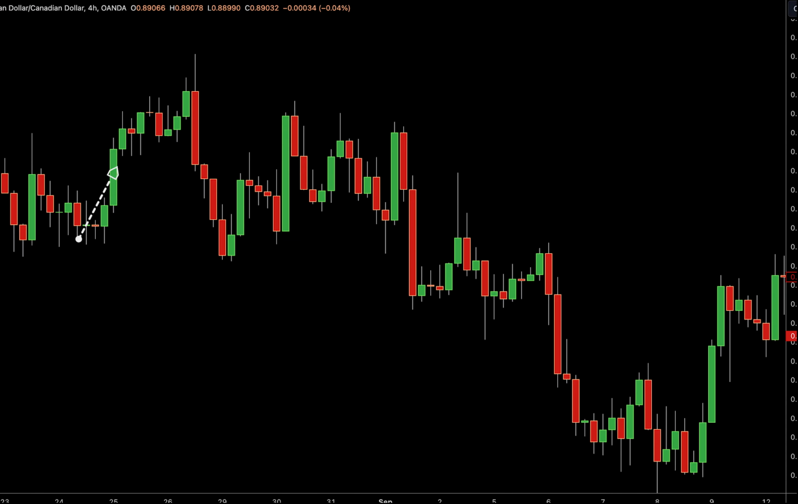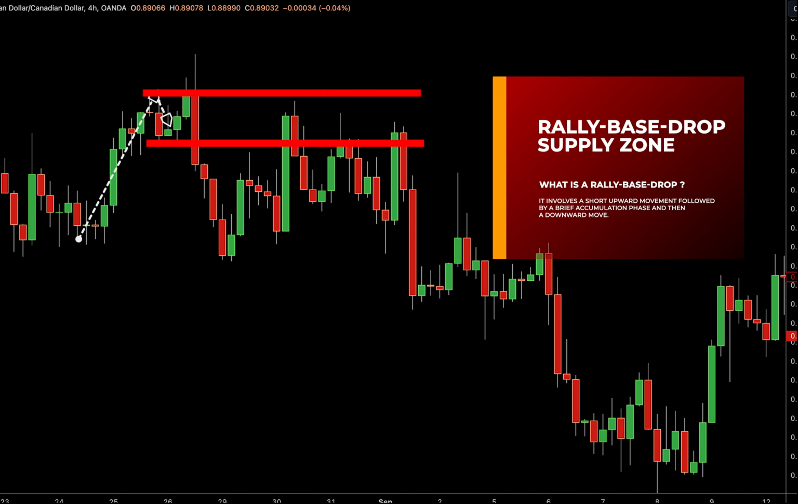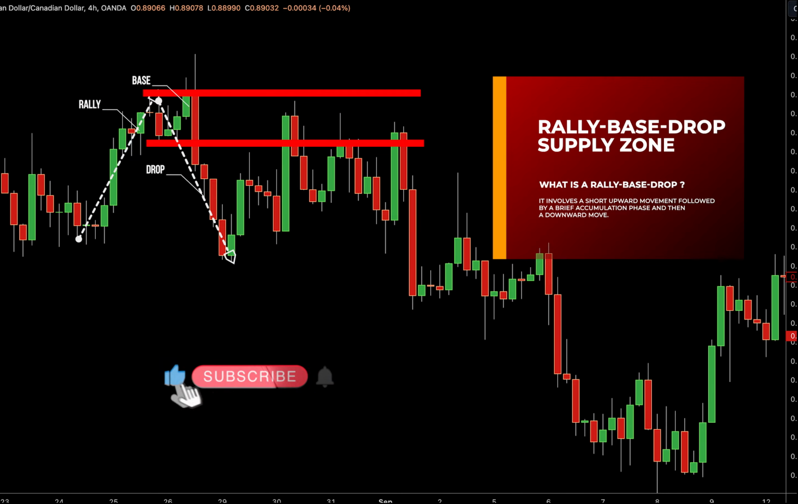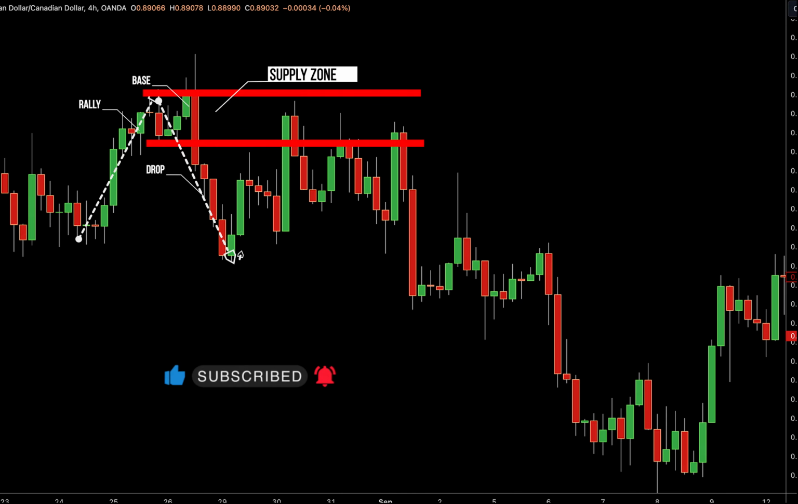The second type is known as rally, base, drop. This pattern is the opposite of the drop-base rally. It involves a short upward movement followed by a brief accumulation phase, and then a downward move. The base area within this pattern is considered the supply zone, where institutional traders sell from. When the market retraces back to this zone, it prompts a downward market reaction.